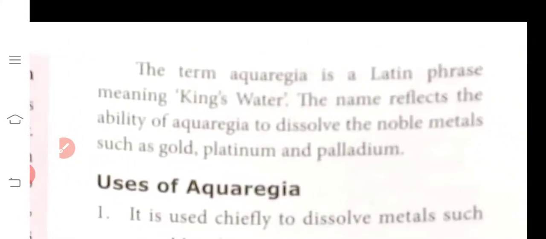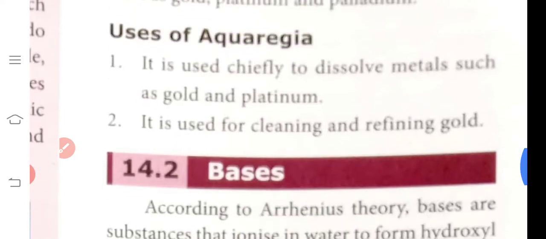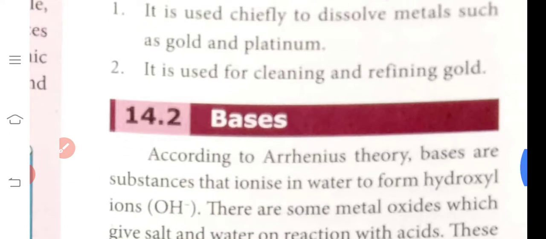The term Aqua Regia is a Latin phrase meaning king's water. Aqua means water, and Regia means king's. The name reflects its ability to dissolve noble metals such as gold, platinum and palladium. Uses of Aqua Regia: it is used chiefly in dissolving metals like gold and platinum. It is used in cleaning and refining gold.